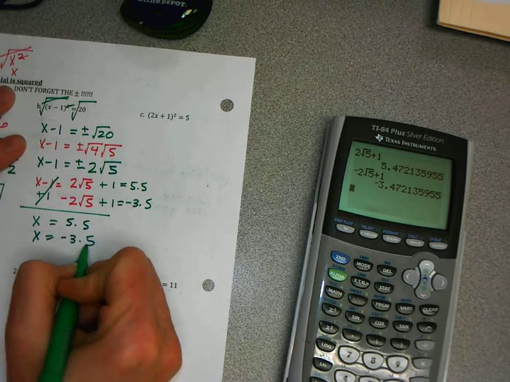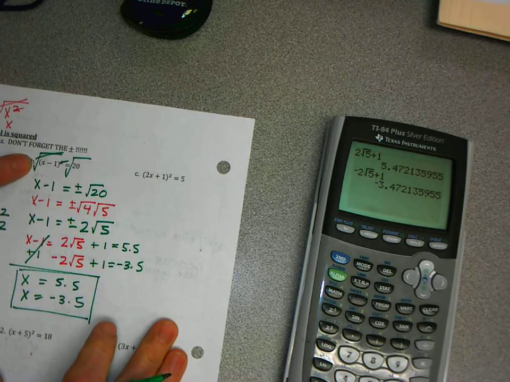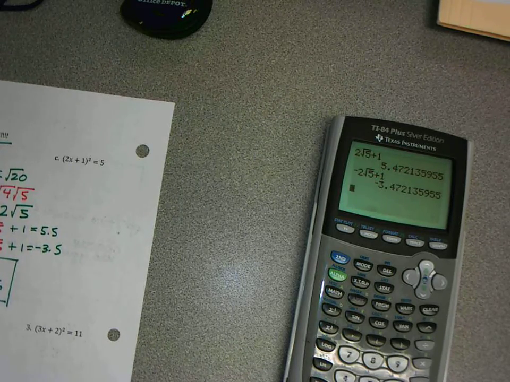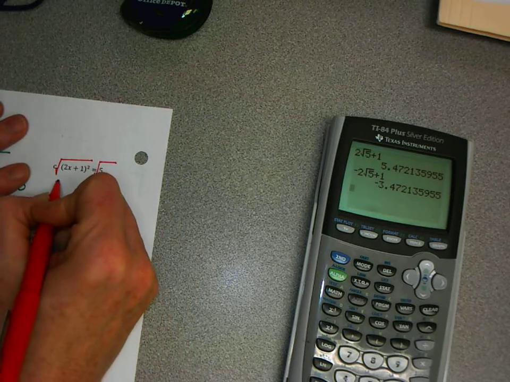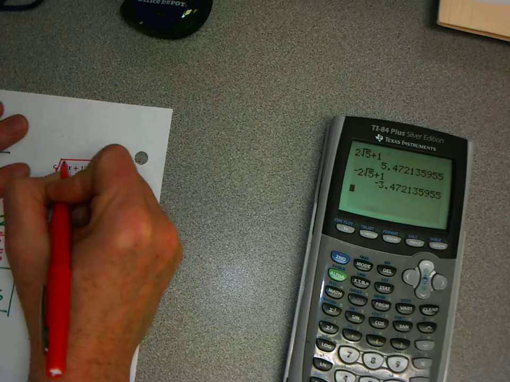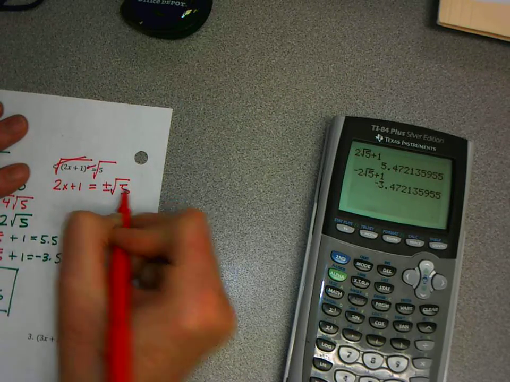So two answers. And I knew I was going to get two answers because I have x squared. All right, last one. Do some on your own. So you take the square root of both sides. You get 2x plus 1. These cancel. Equals positive and negative square root of 5. You can't simplify the square root of 5.